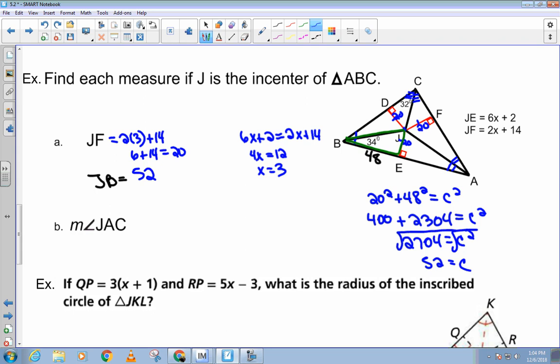Measure of angle JAC, which is this guy right there. So we're going to look at the big picture of the triangle. How's that going to help me?